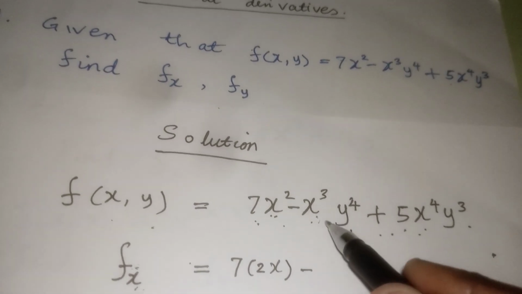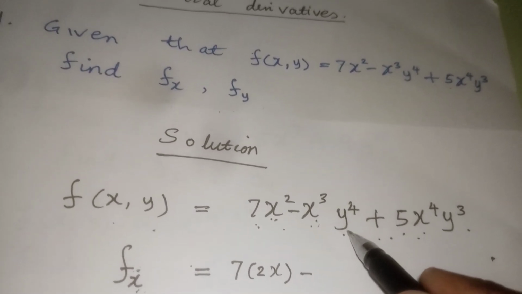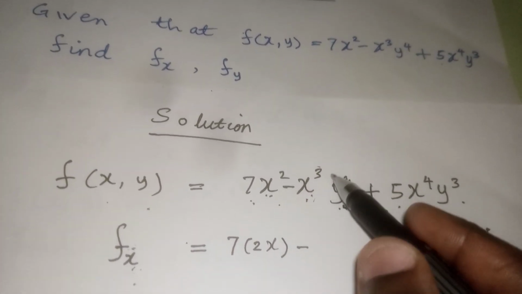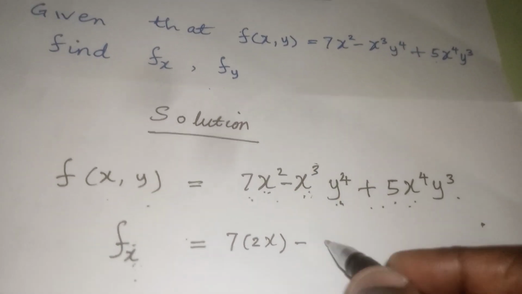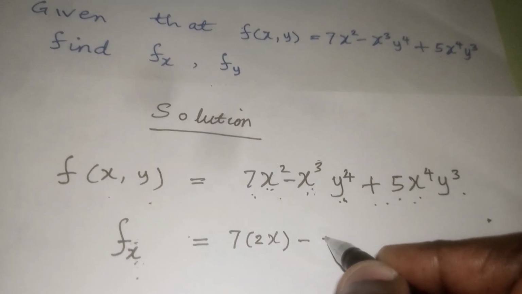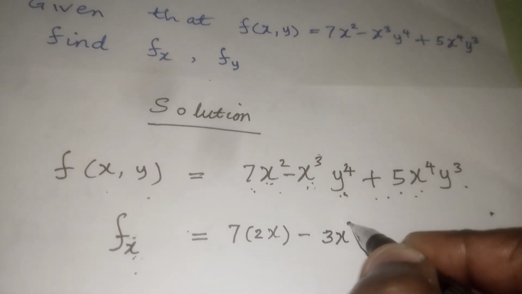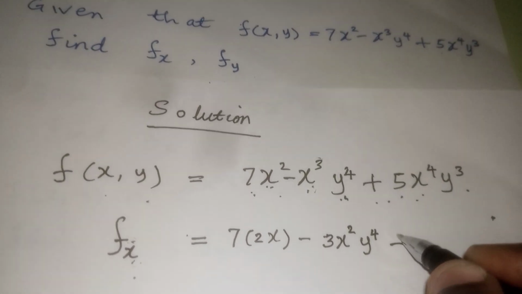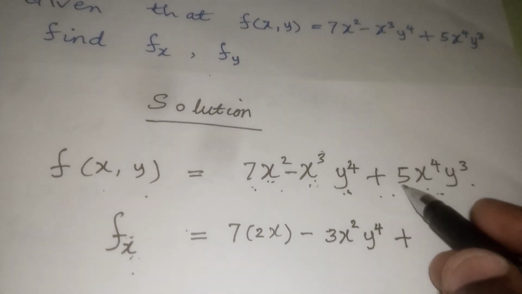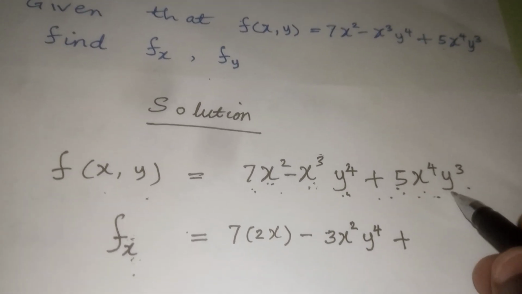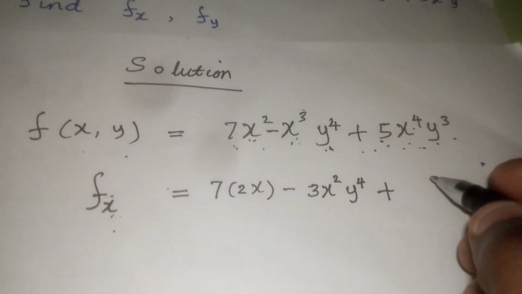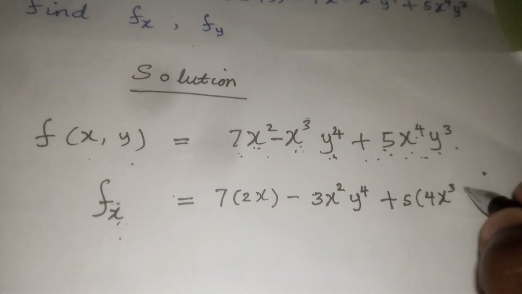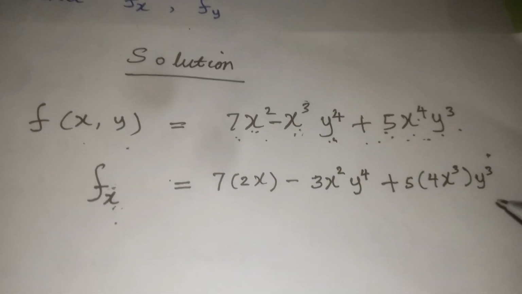Minus. Now this is a product rule, but y here is constant. y is constant, x is variable, so we differentiate only x. If we differentiate x cubed, we get 3x squared, and y to the power 4 remains. Plus, here 5 is constant, y is constant, so we differentiate only x. If we differentiate x cubed, we get 4x cubed, and y remains because y is constant.